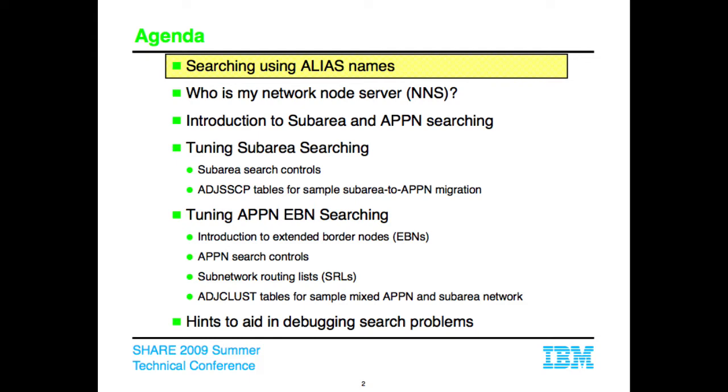We'll talk about subnetwork routing lists, and then we'll also talk about these adjacent cluster tables that you define in order to optimize your EBN searching. And finally, at the end, I've got some debugging aids that you can use to help diagnose problems involved with searching in a mixed APPN subarea and a border node environment.